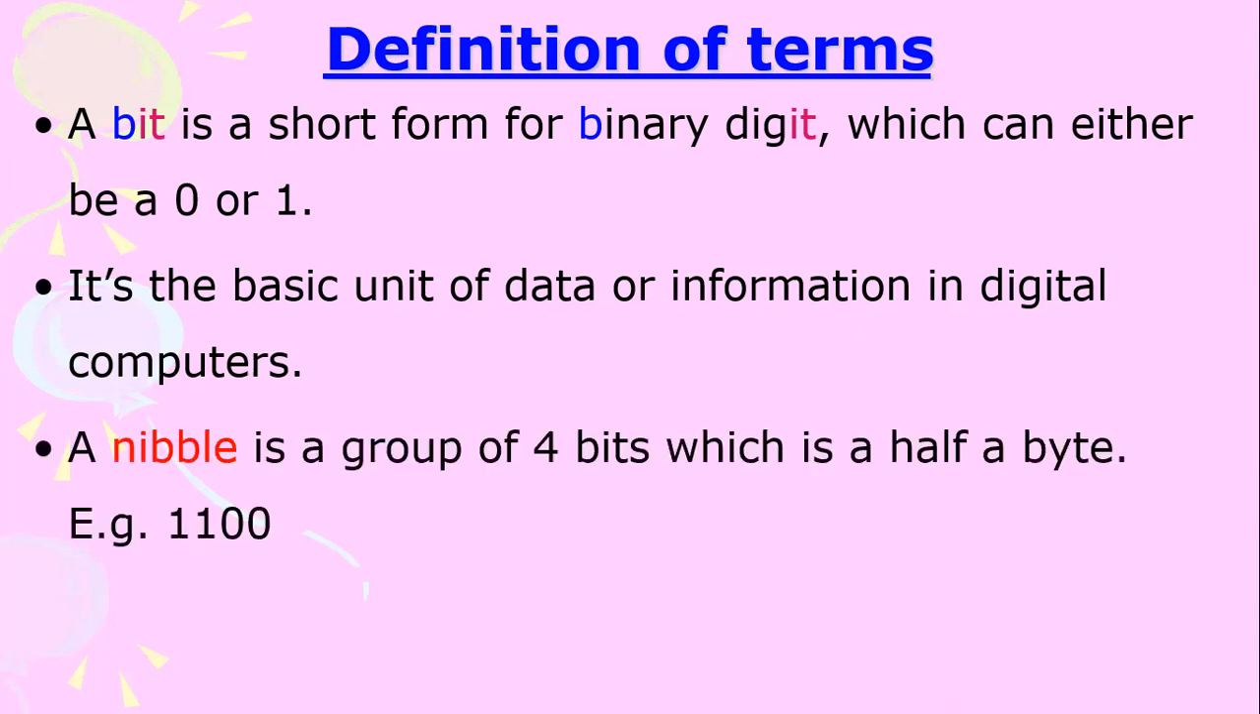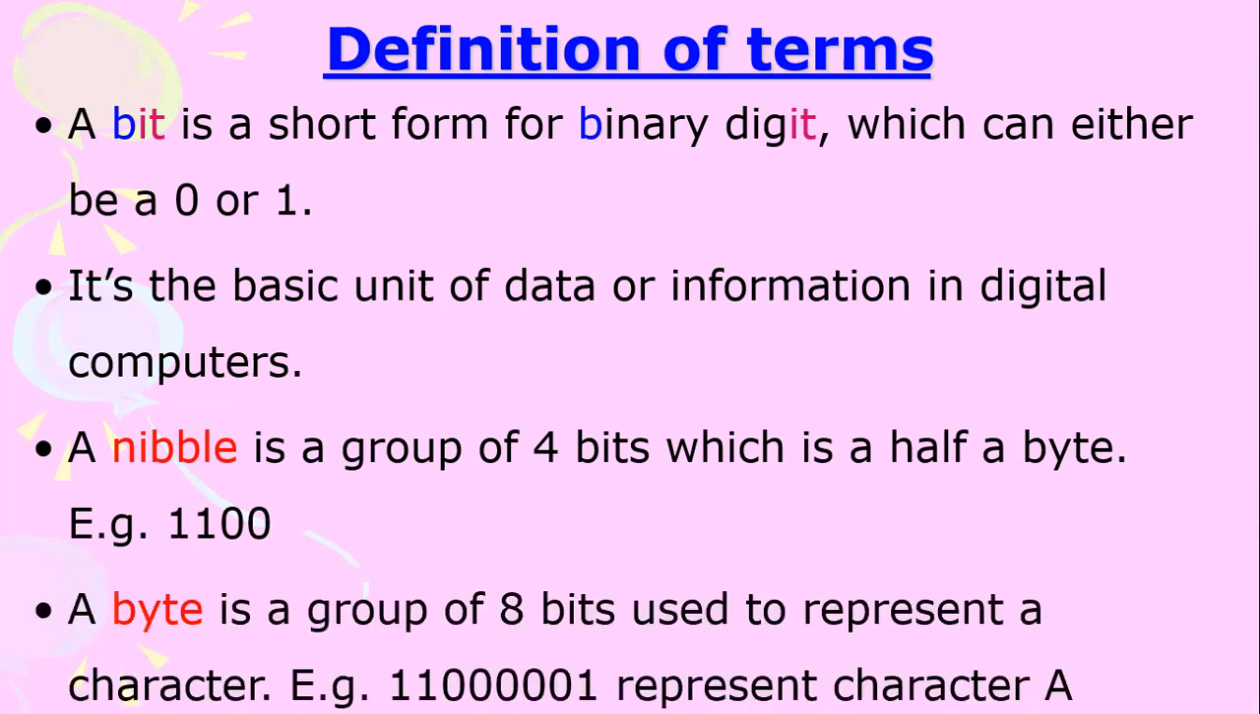A nibble, on the other hand, is a group of 4 bits, which is normally half of a byte. An example is 1, 1, 0, 0. These are 4 bits. And this series or this representation contains 2 ones and 2 zeros.